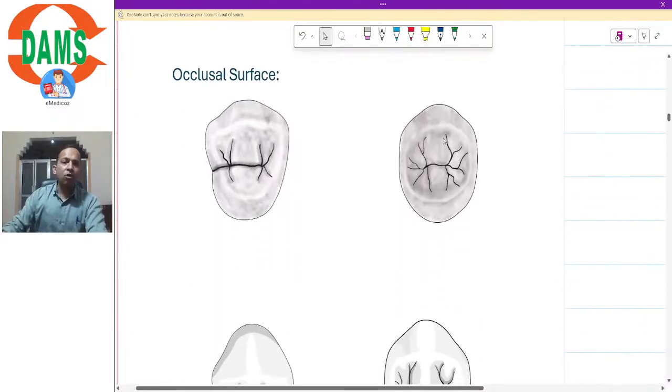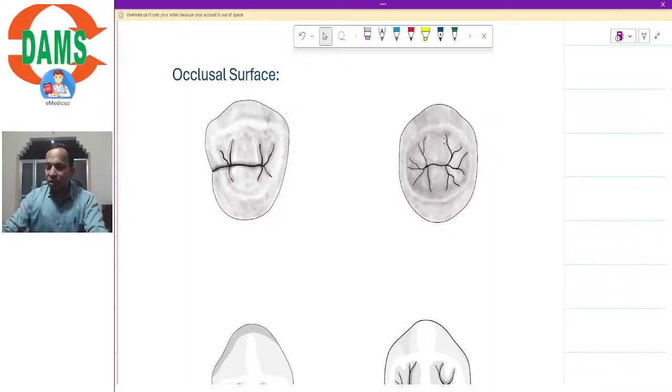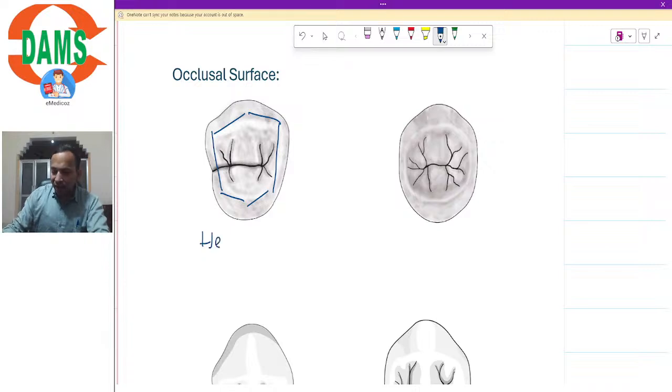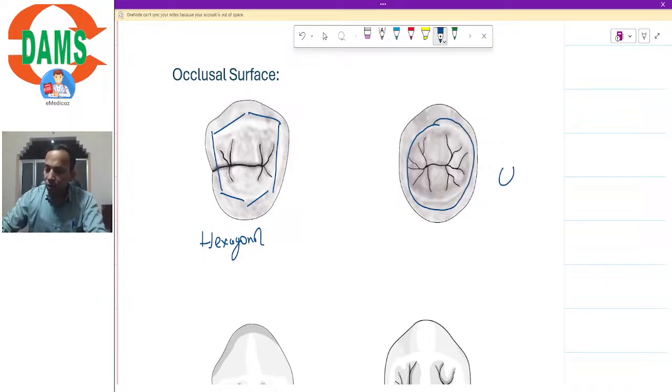When we take a look at the occlusal surface, sometimes you might be asked about its shape. So how does the occlusal surface appear? When you look at the maxillary first premolar, its angles are a bit sharp, right? Hence its outline can be classified as hexagonal. In case of the maxillary second premolar, its angles are a bit rounded and therefore it appears oval.